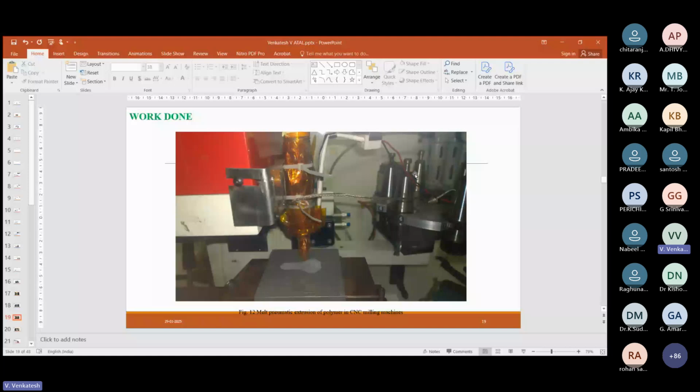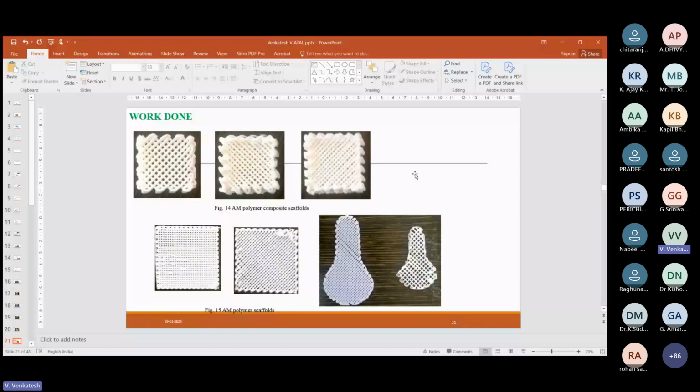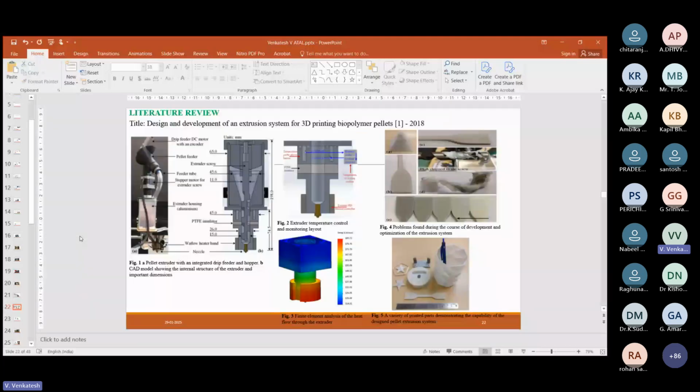The heated polymer started to extrude from a fine diameter of the nozzle. And here you can see a few samples which I printed with the help of the modified CNC simple vertical milling machine. With this inspiration, I did a lot of literature review on the development of a customized, I mean, my own pneumatic or melt pneumatic extrusion based setup.